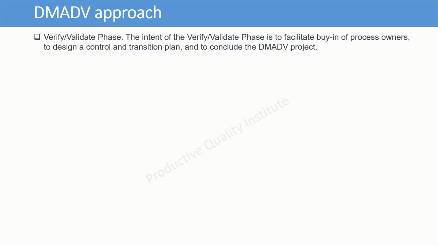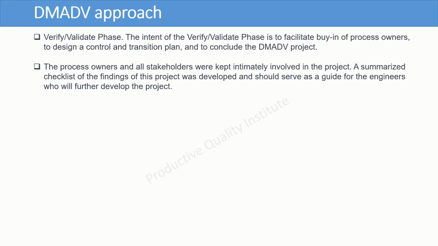Verify or validate phase. The intent of the verify-validate phase is to facilitate buy-in of process owners to design a control and transition plan and to conclude the DMADV project. The process owners and all stakeholders were kept intimately involved in the project. A summarized checklist of the findings of this project was developed and should serve as a guide for the engineers who will further develop the project.